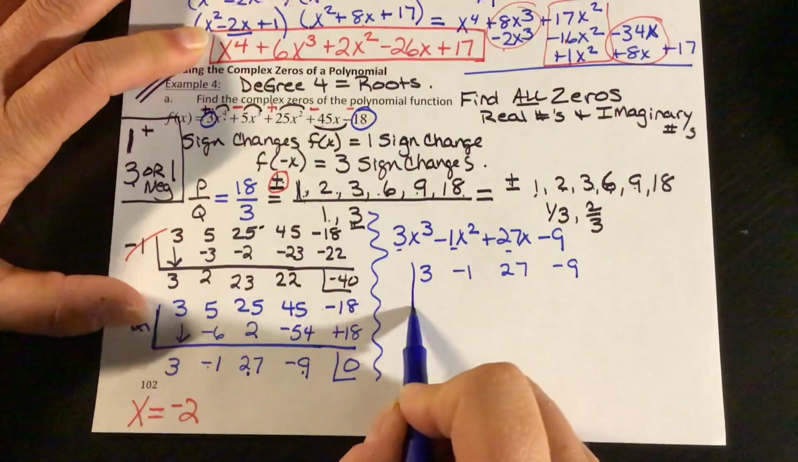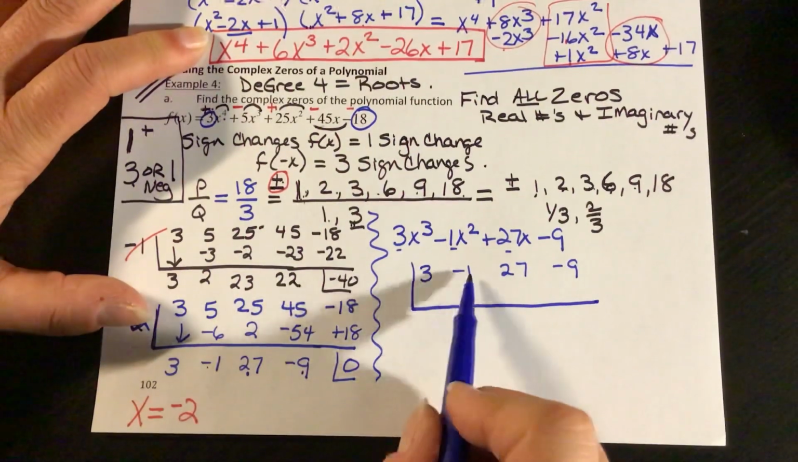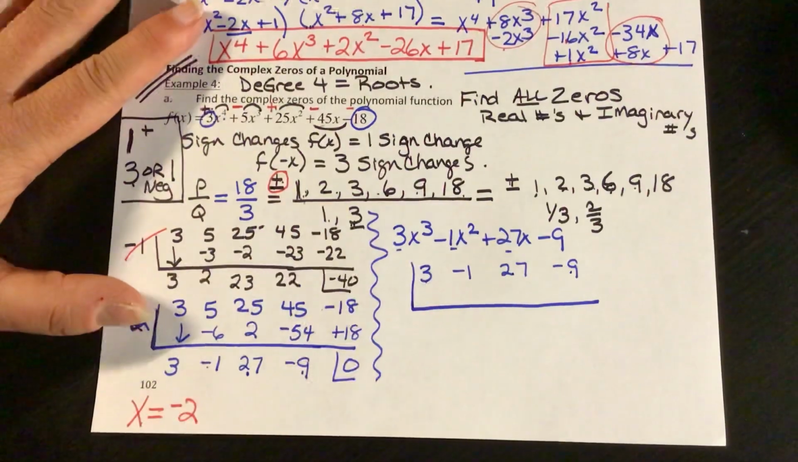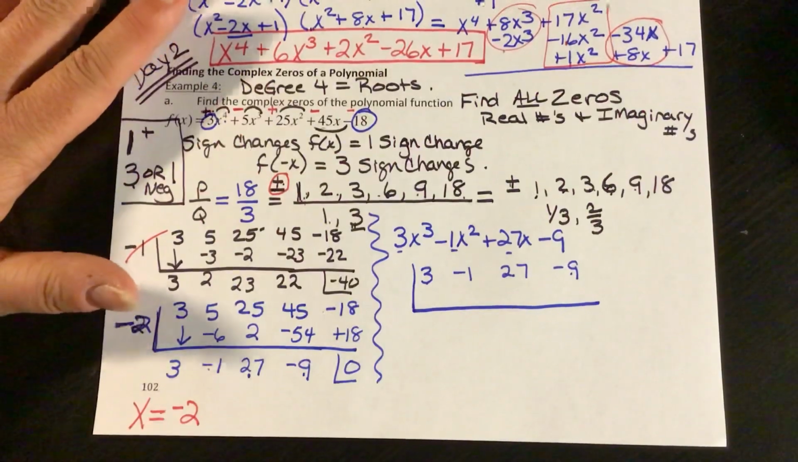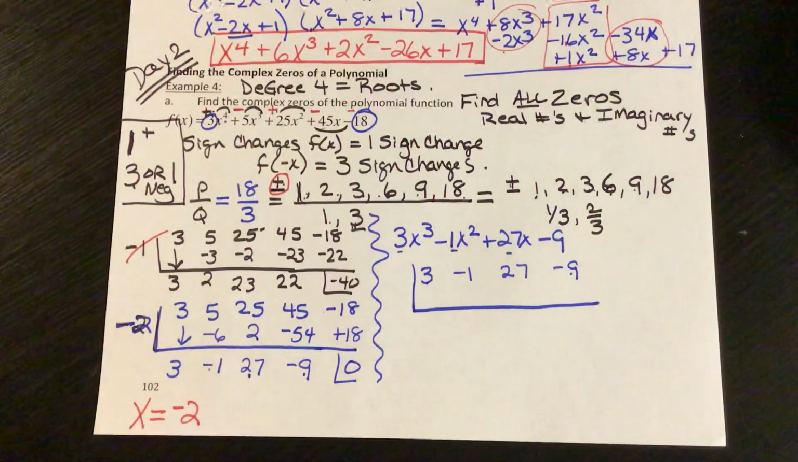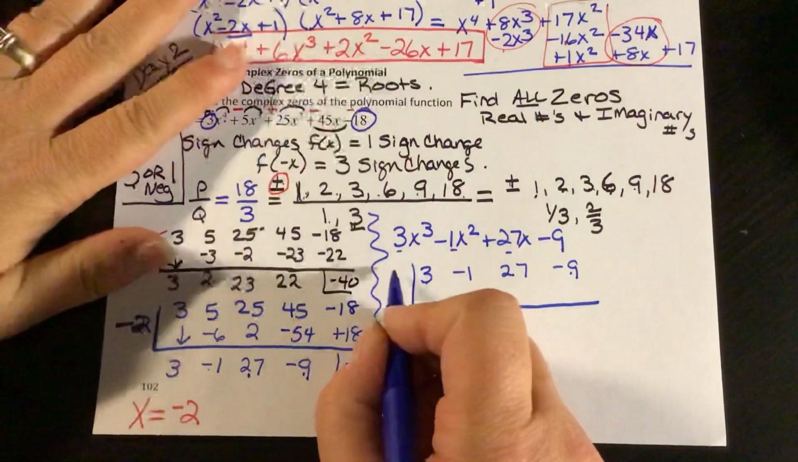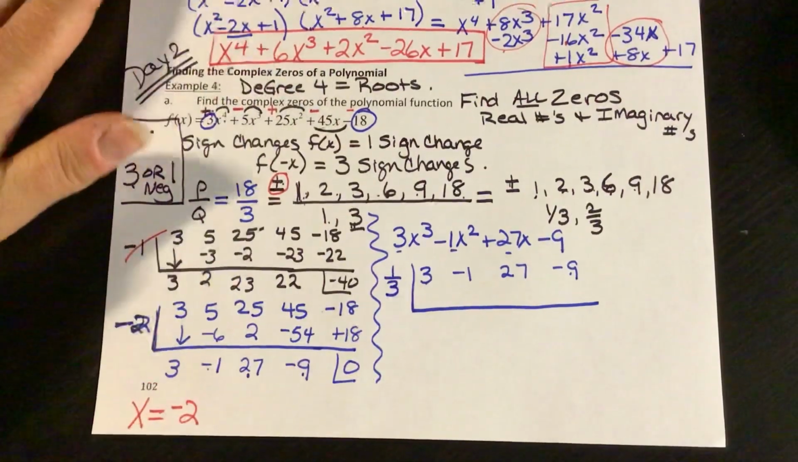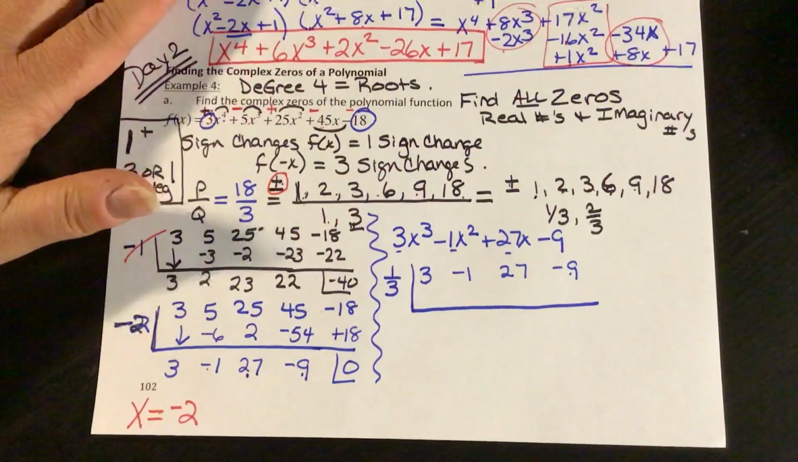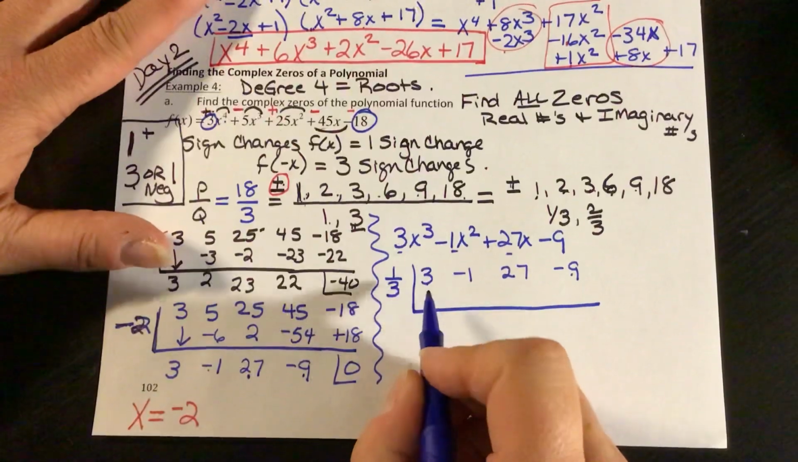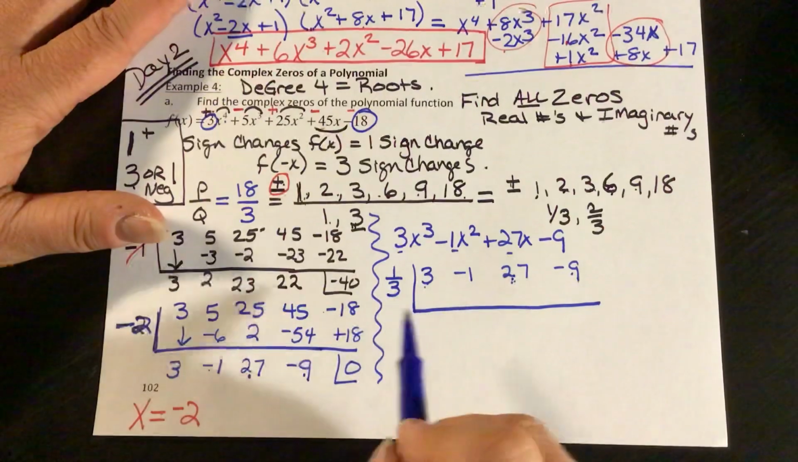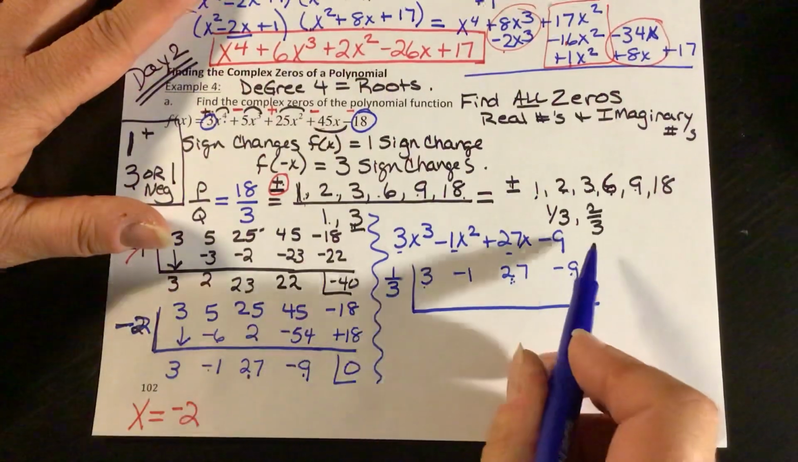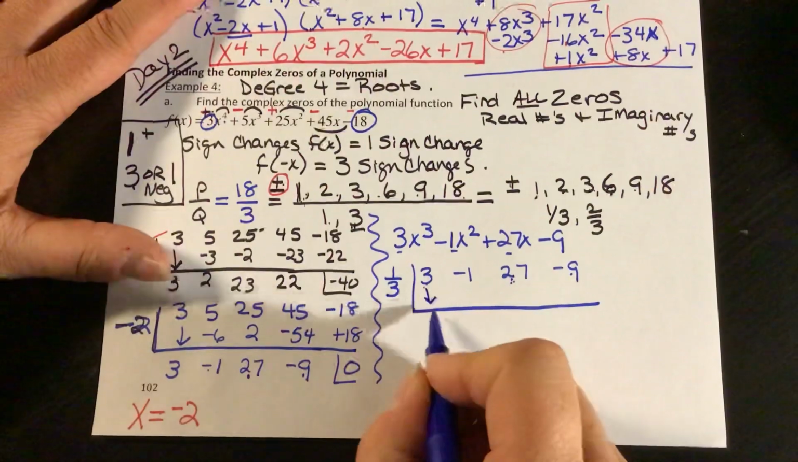Now, one thing I know about this is that these numbers, 3, 27, and 9, are all multiples of 3. So I need a positive number because I have my negative root. So let's try 1/3. Okay, so let's try 1/3 as my 0. And I just see that there's multiples of 3, and that's why I did that. Maybe it's 2/3. I'm going to start with 1/3, bring down the 3.